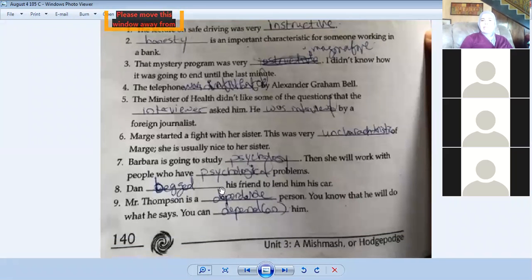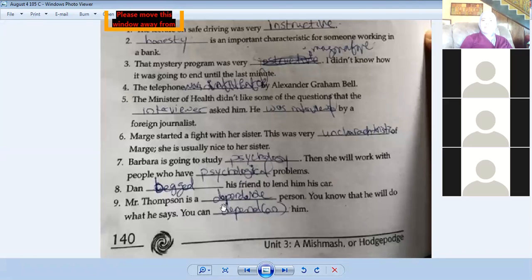So let's move on to 8 now. Dan did what? His friend to lend him his car. Oh my gosh, I would never do such a thing. Dan begged his friend. Why? Why did he beg his friend? To give him or to lend him his car. Wow. Okay, 9. Mr. Thompson. What about Mr. Thompson? Thompson is a what? Okay, so we need here what? An adjective. Why? Because we have a noun, person. We want to describe the person here in a certain way.